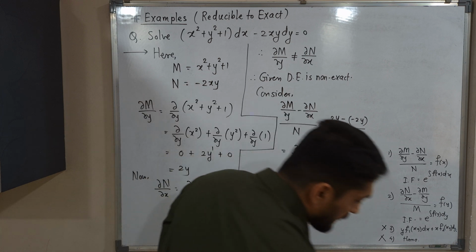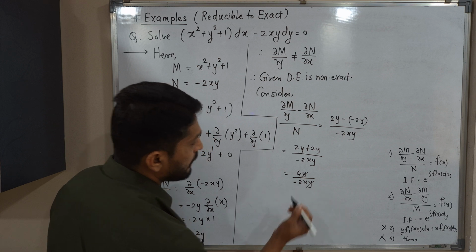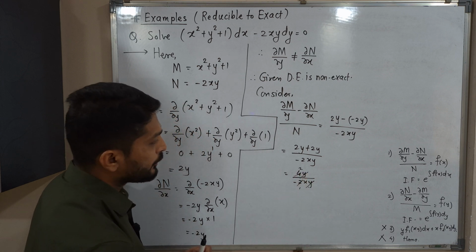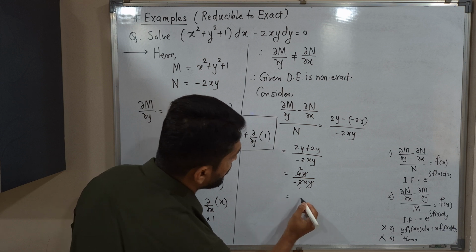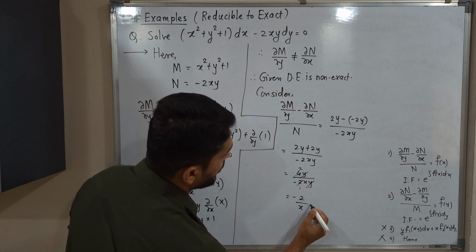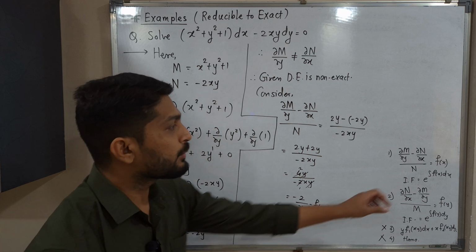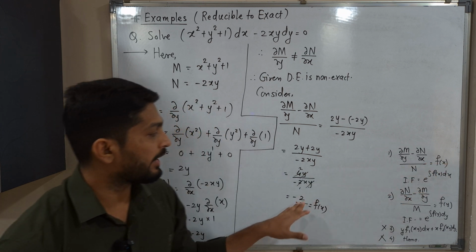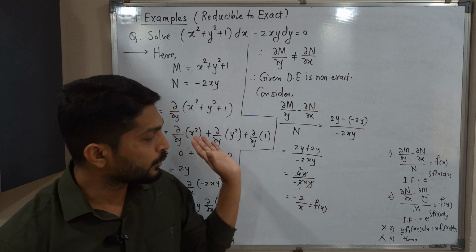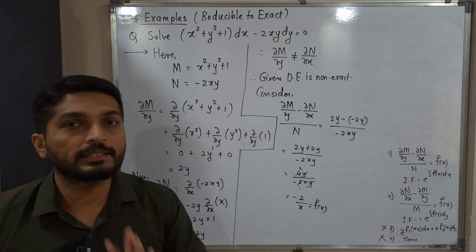Okay, tell me what can we cancel? y will get cancelled, right? And 2 1s are 2, 2 2s are 4. So in the numerator we get 2. In the denominator x is there, minus x is there, that means minus 2 upon x. So we get just a function of x only. Yes. So rule number 1 is applicable. Getting? So we should have a function of x only. There should not be any y. So all y's are removed and we get a function of x only. That means definitely rule number 1 is applicable.